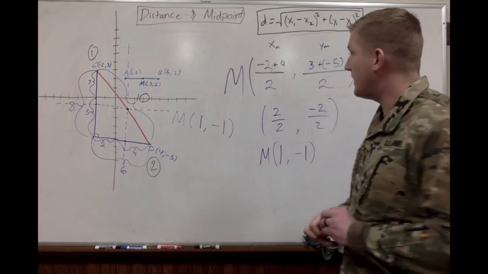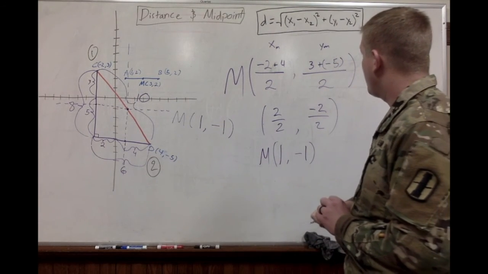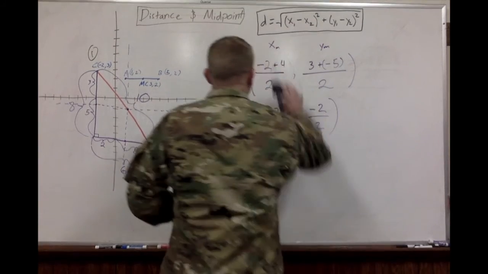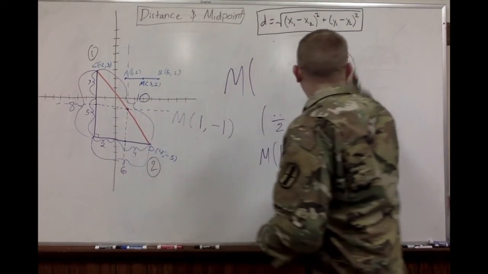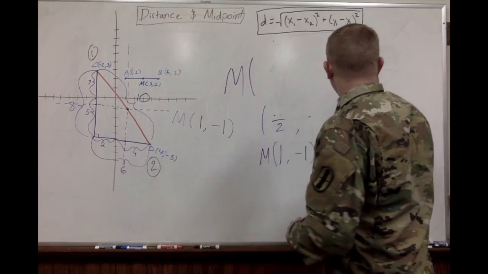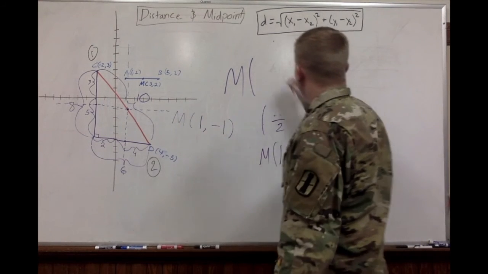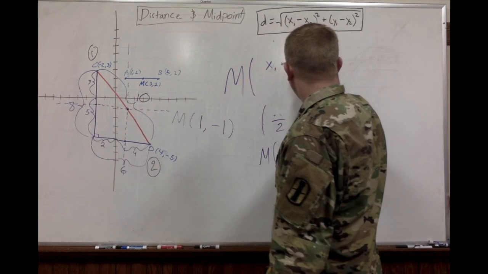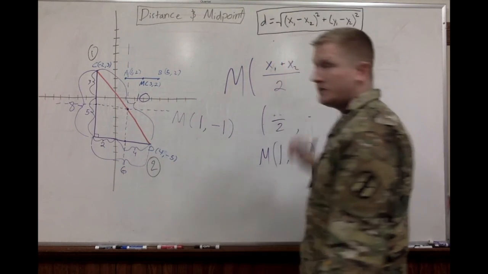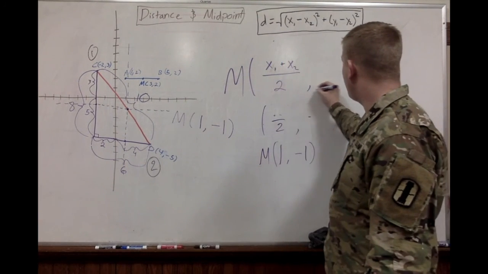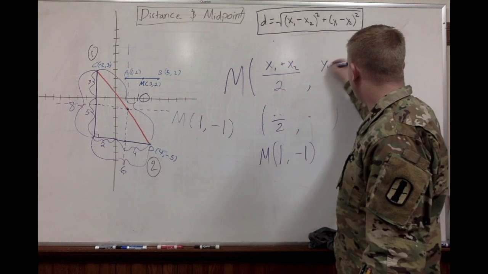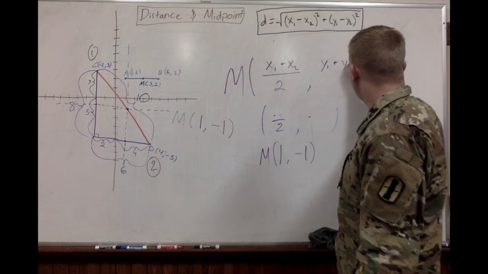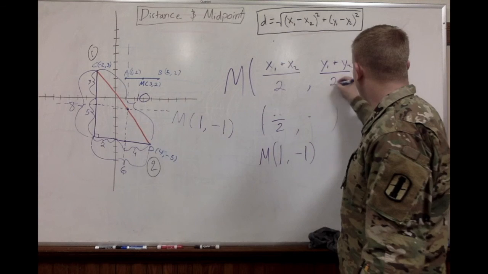To universalize that, take the sum of your x's and divide by 2 to get the x-coordinate of your midpoint, and then likewise for the y-coordinates, y1 plus y2 all over 2.